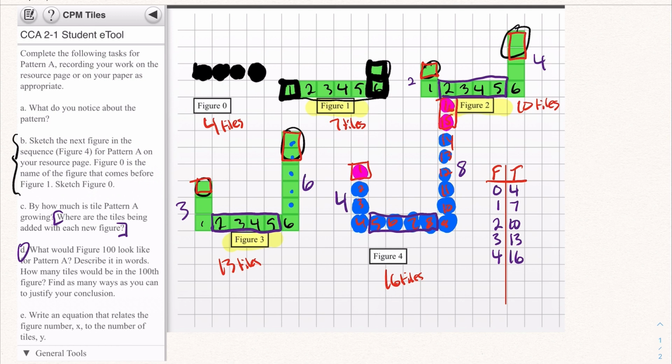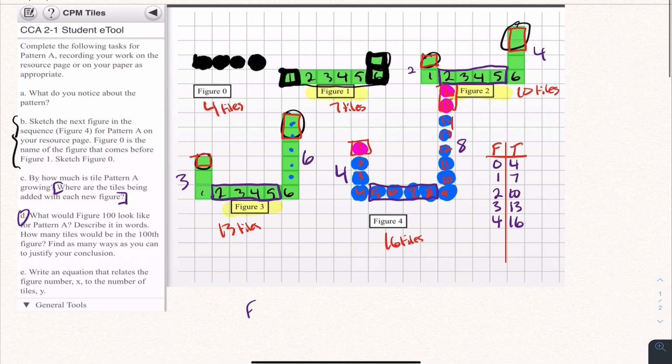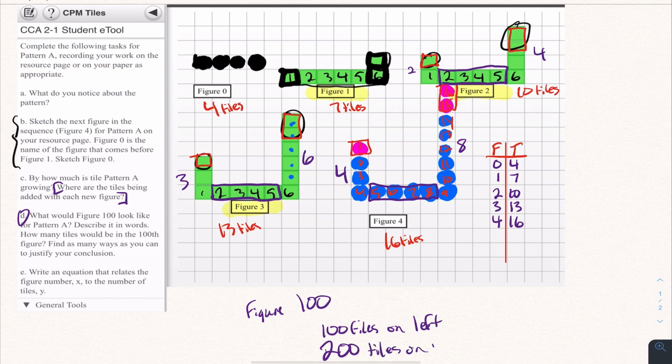So it looks like our figure number gives the number of tiles we have on the left, and the number of tiles on the right is 2 times that figure number. So 2 times the figure number gives me the number of tiles on the right, and 1 times the figure number gives me the number of tiles on the left. So our figure 100 would have 100 tiles on the left and 200 tiles on the right, with 4 tiles in between. That same 4, the 4 that we started with.